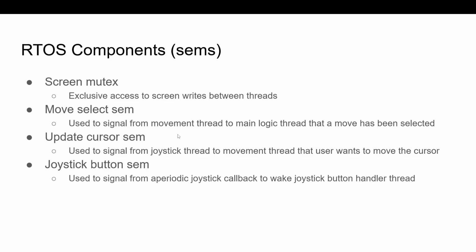The next semaphore has a similar purpose, being used to signal from one thread to another. It signals from the joystick thread to the display thread that the user wants to move the cursor. The last one is another signaling semaphore. This one is used to signal from the aperiodic joystick callback, and it wakes up another thread that actually handles the joystick press.